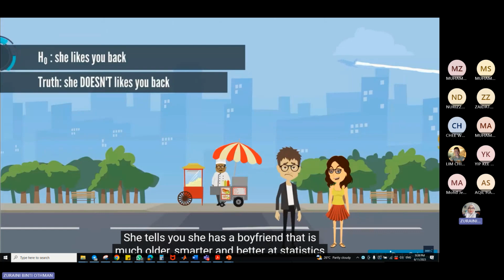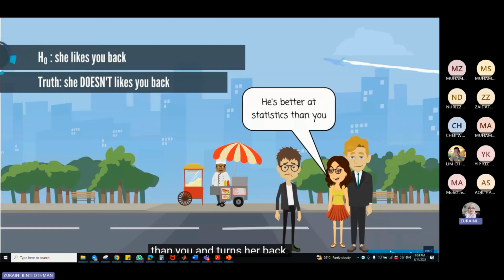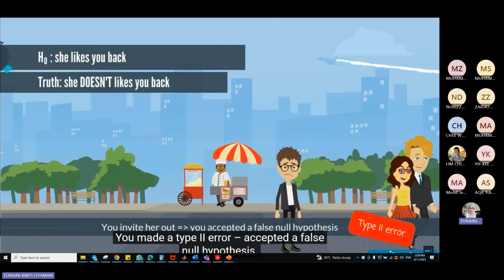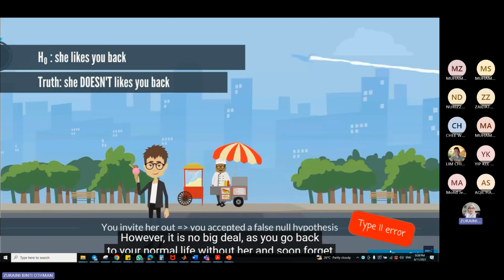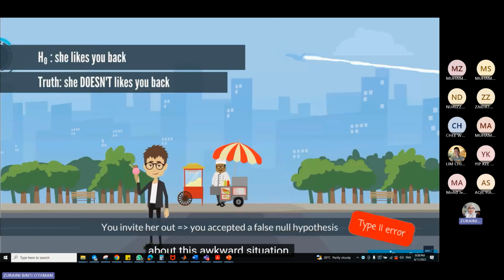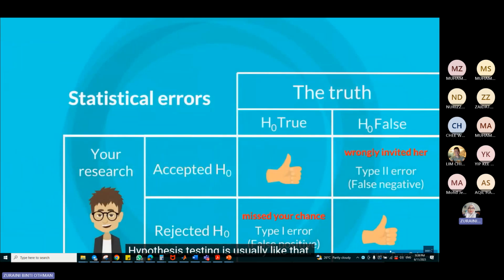She tells you that she has a boyfriend that is much older, smarter, and better at statistics than you and turns her back. You made a type 2 error, accepted a false null hypothesis. However, it is no big deal, as you go back to your normal life without her and soon forget about this awkward situation. Hypothesis testing is usually like that.